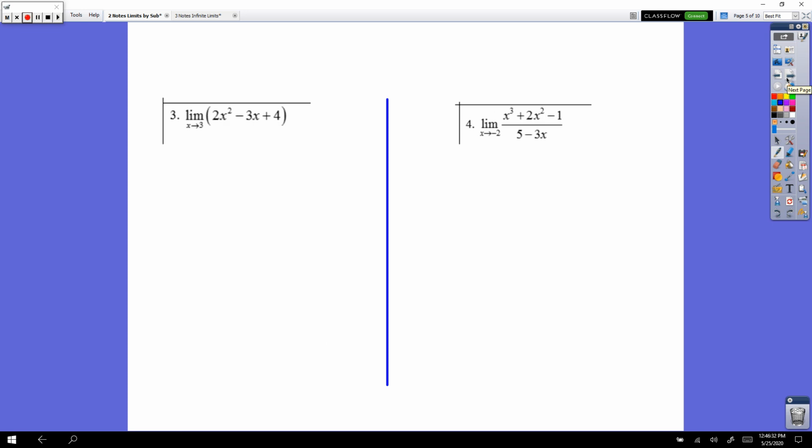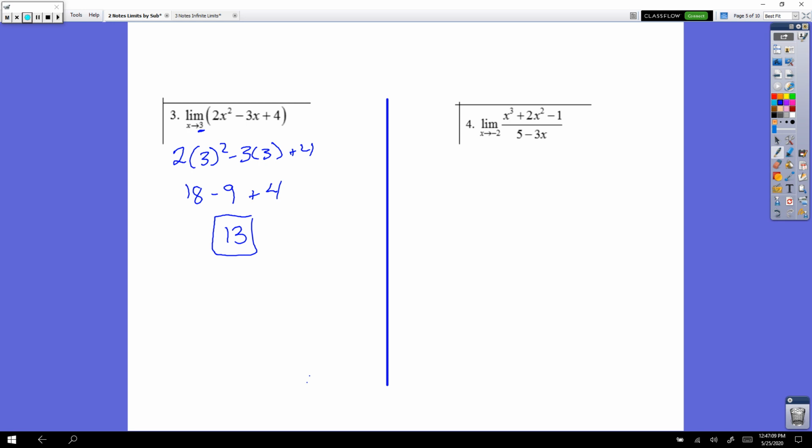Now let's get a little bit more complicated here. The limit as x approaches 3 of 2x squared minus 3x plus 4. So we're going to plug in 3 for x and solve. So 3 squared is 9 times 2 is 18. Negative 3 times 3 is negative 9. 18 minus 9 is 9 plus 4, so this limit equals 13. So as x approaches 3, for that particular function, the graph, or the y value it's approaching, is 13.